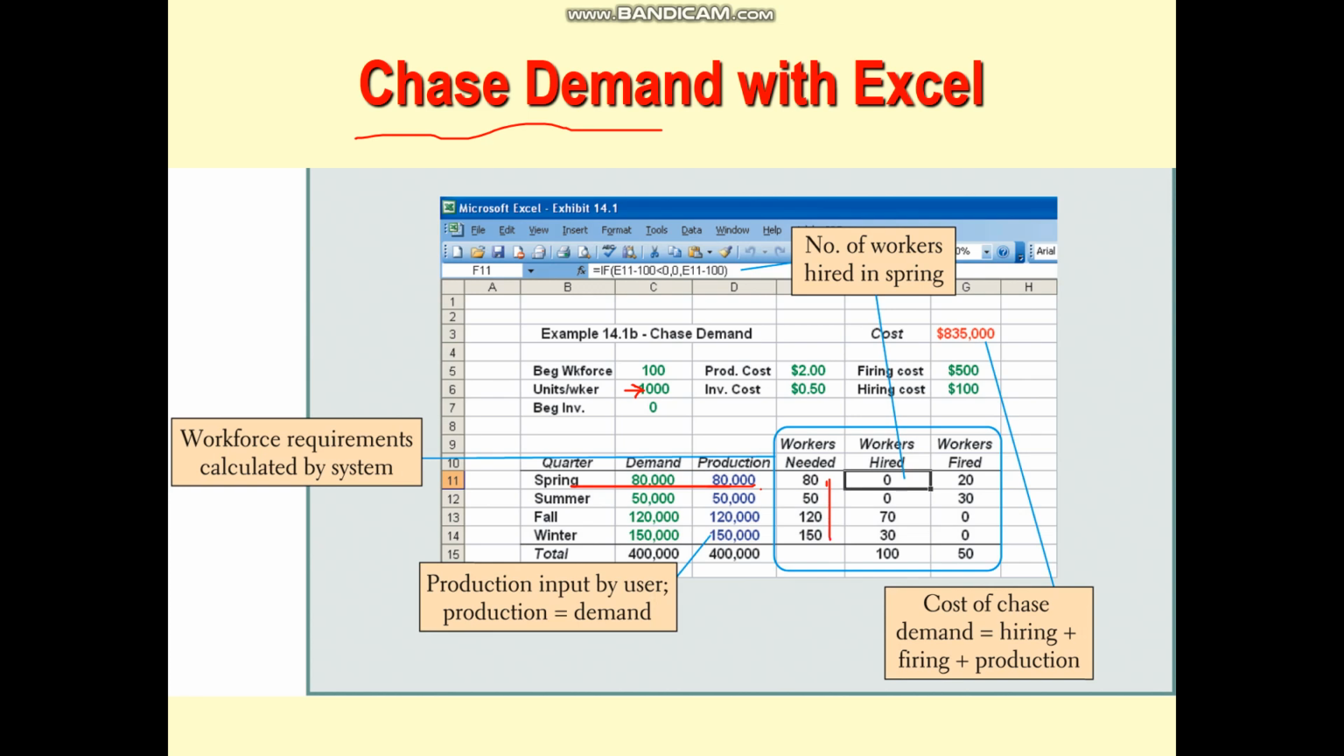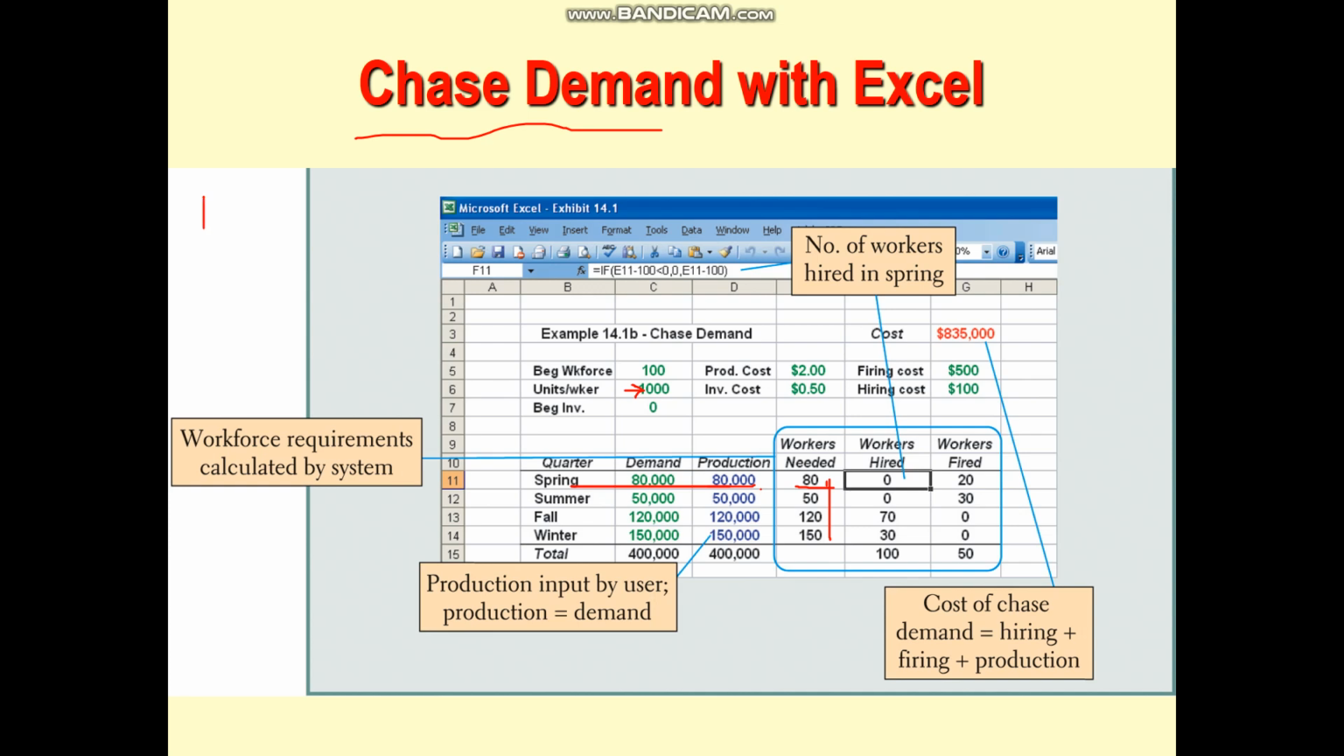How about the workers hired? How many workers do we need to hire? So we have to compare whether the number of workers we need is smaller than the workers we have now.